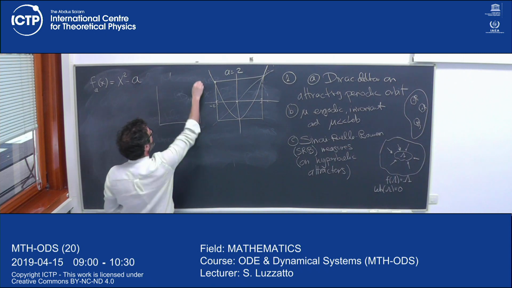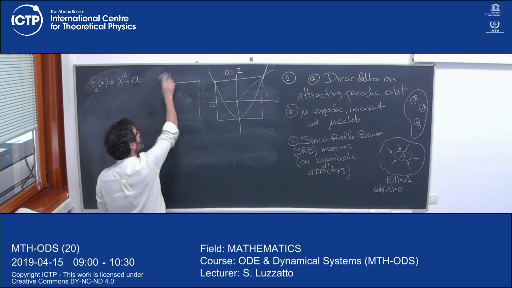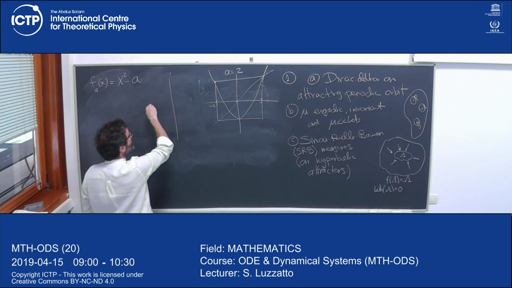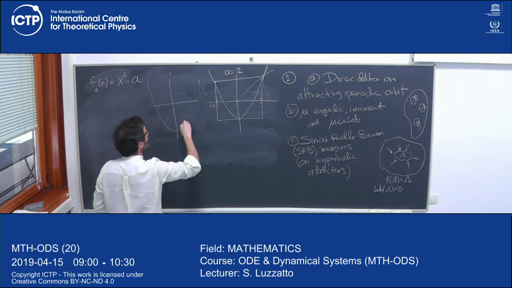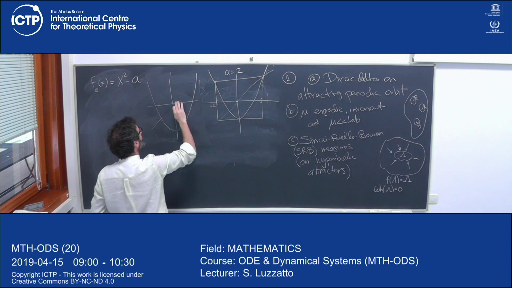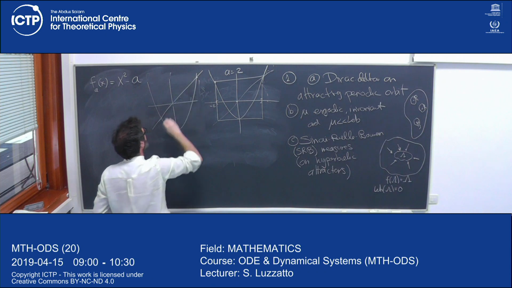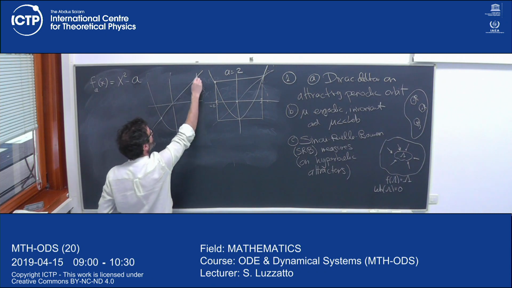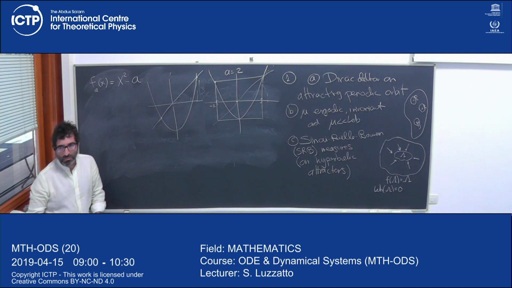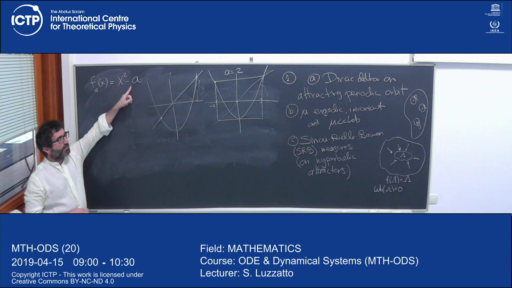So what happens here? Because the box is also a little bit misleading. Let's draw it first just as a map like this. There's a fixed point here, there's a fixed point here. So what happens for a greater than 2? So in the picture, how can you identify the parameter a?